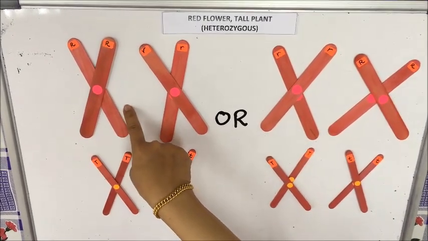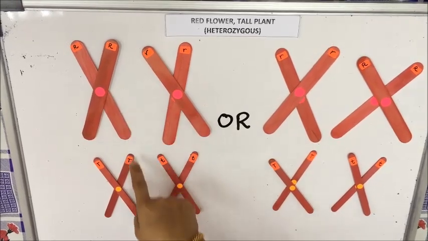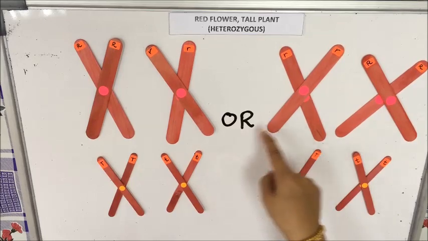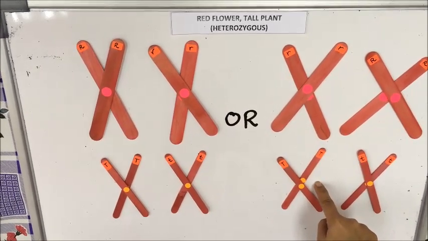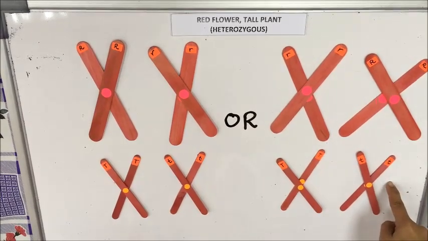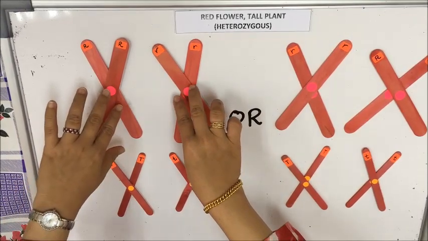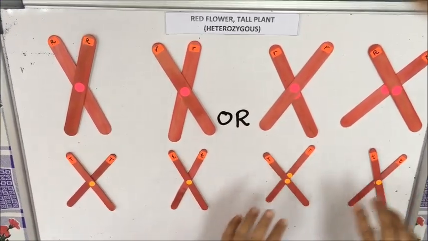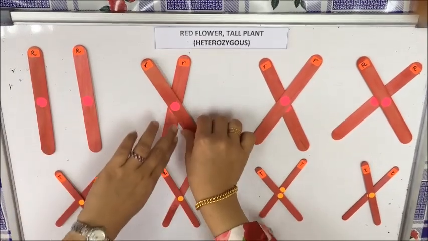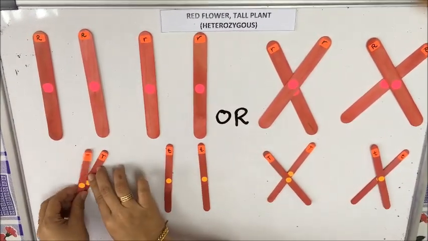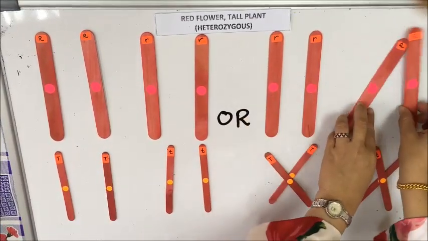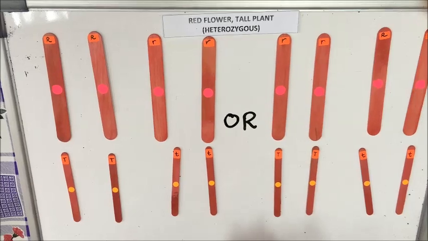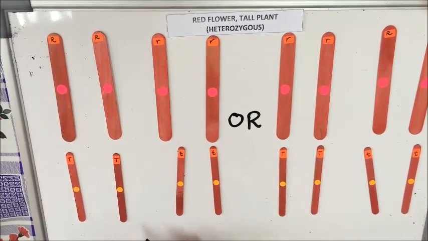The dominant allele R can assort with dominant allele T, recessive allele r assort with recessive allele t, or recessive allele r assort with dominant allele T, and dominant allele R assort with recessive allele t. During anaphase 1, the homologous chromosomes will separate. During anaphase 2, the sister chromatids will separate. So this heterozygous parent will produce 4 types of gamete.